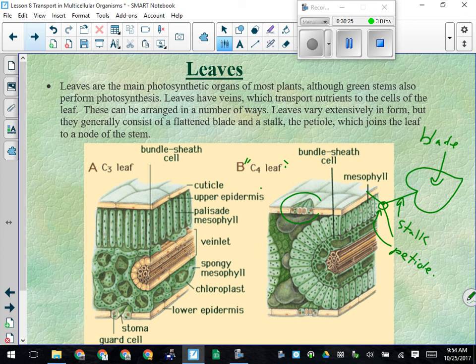Grasses don't have a petiole because they don't grow from a branch. They just have a blade and a stalk. I sometimes ask a multiple choice question about blade, stalk, and petiole. That's not too hard to remember. It's just the parts of the leaf.